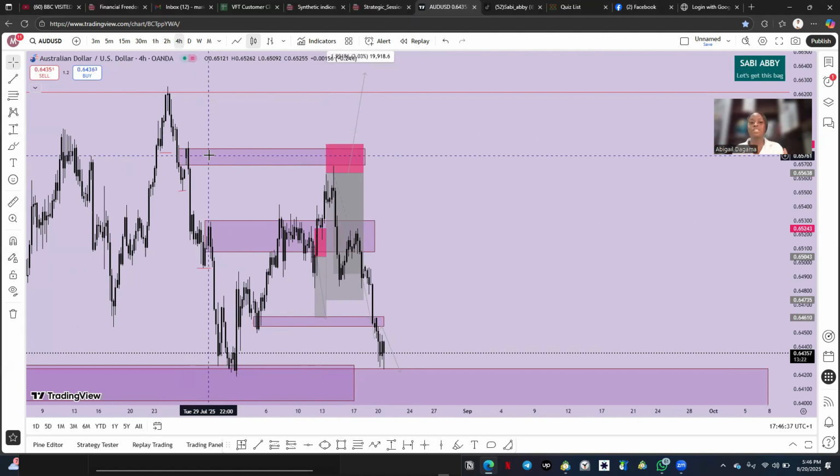So I don't just think it is everywhere you see a confirmatory break of structure that you sell from. All of those other things serve as extra confluence in why we take our trades. Liquidity also plays a role. There are times that you'd see this happen.